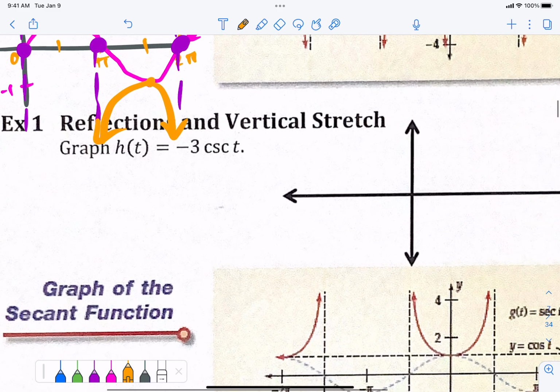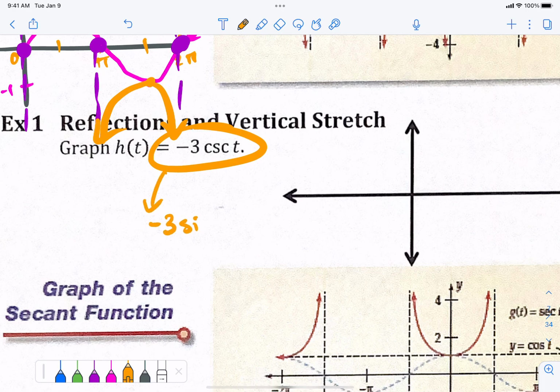So we're going to do example 1. What happens when they put numbers in there, like -3 cosecant? I always say graph the other one first. Let's graph -3 sine of t. What do we do when it's t and not x? Same thing. It's just the variable's name. X, Y, Z, whatever. It doesn't matter.